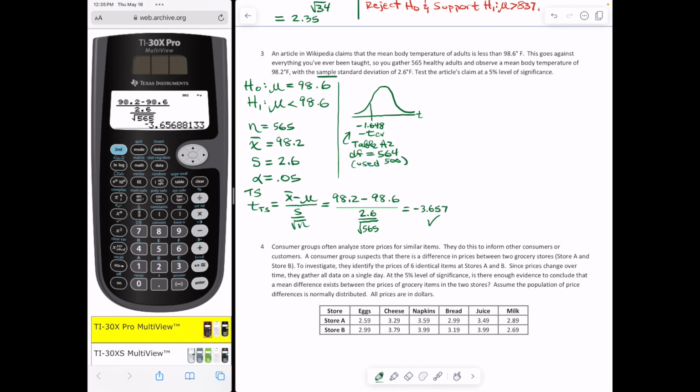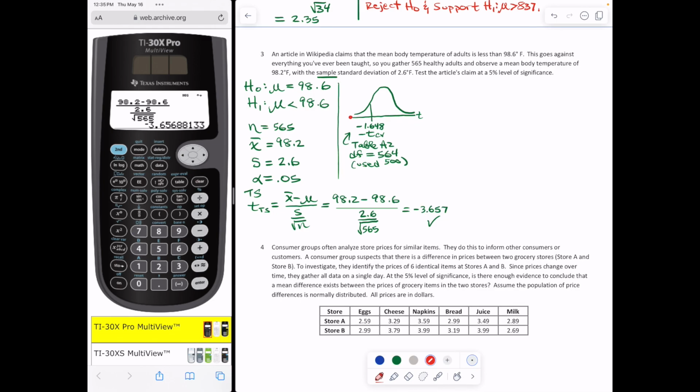You can easily see that our test statistic is in the tail. Okay, so that makes it significant. All right, and then we want to get a p-value next.